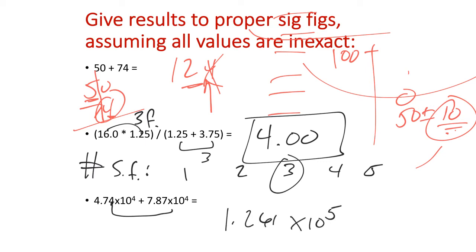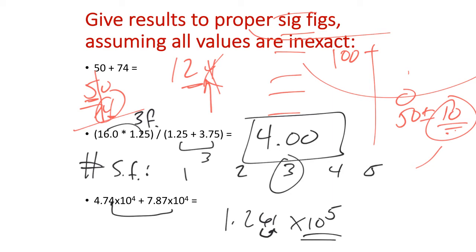Okay, now how many sig figs should be reported with that number? 3 or 4? It should be 4, okay? Now, the confusing part of this problem is, when you're looking at the 4.74 and saying it's to the hundredth place, and then you're adding 7.87 to the hundredth place, and then you're changing your exponent, that hundredth place is now right here. So the hundredth place times 10 to the 4 is in the ones placeholder in that number.